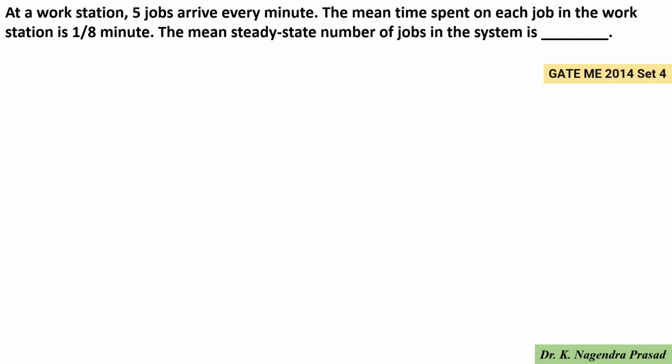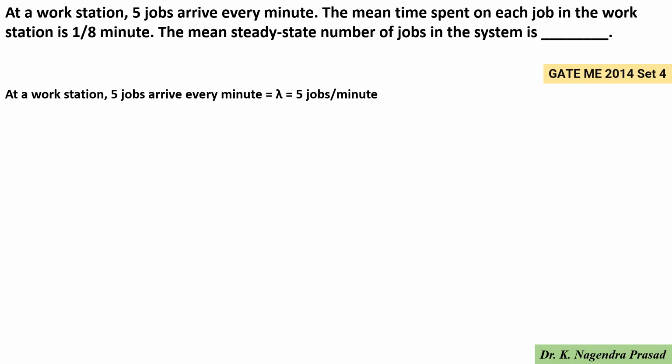Then the next problem. At a workstation, 5 jobs arrive every minute. The mean time spent on each job in the workstation is 1 by 8 minutes. The mean steady state number of jobs in the system is dash. So here the arrival rate is given: 5 jobs arrive every minute, which belongs to lambda equals 5 jobs per minute.